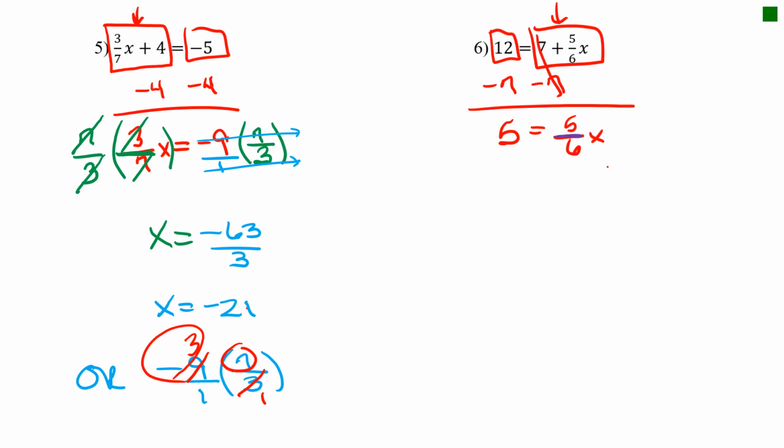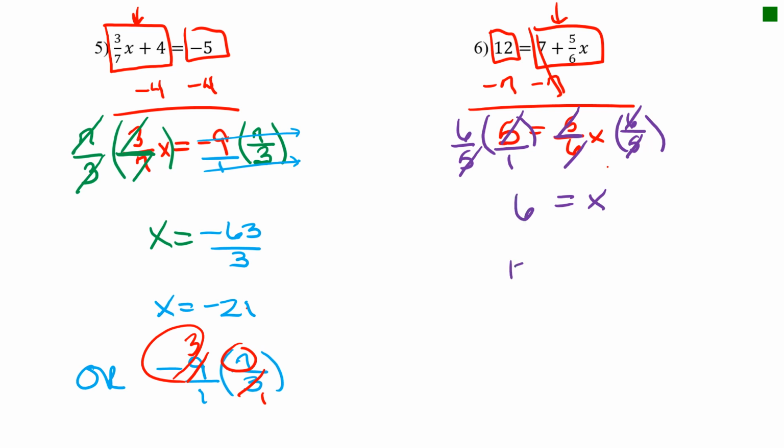Again, this is a division bar, so that tells you you're going to use multiplication. You're going to multiply by the reciprocal, 6 over 5. 5 on top, 5 on the bottom cancel. 6 on top, 6 on the bottom cancel, leaves you with x. This 5, remember, is 5 over 1. Got a 5 on top, 5 on the bottom, and you get just 6.